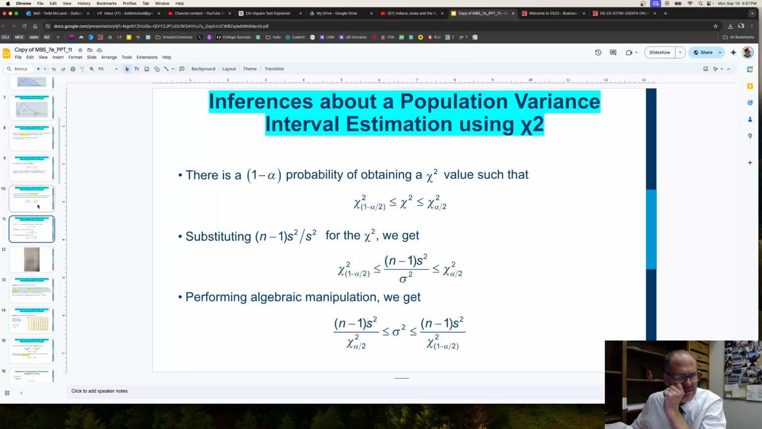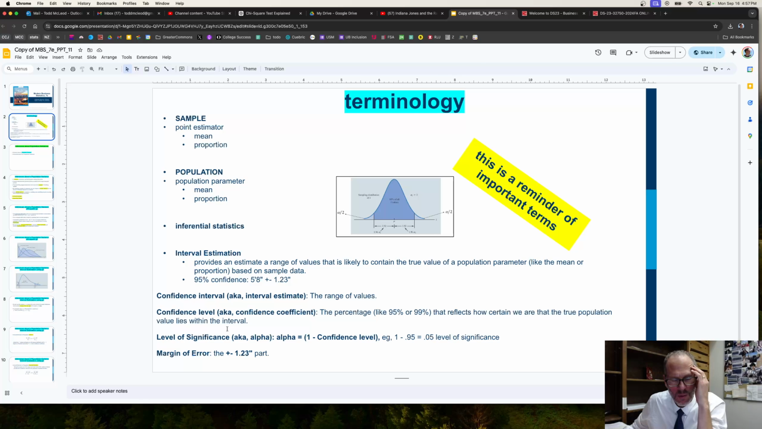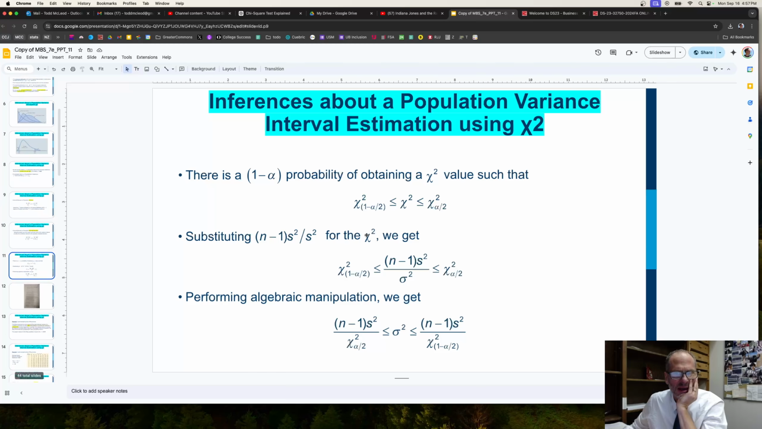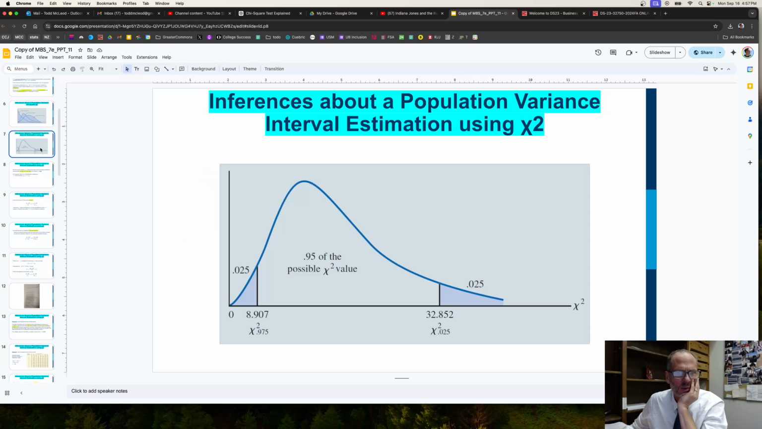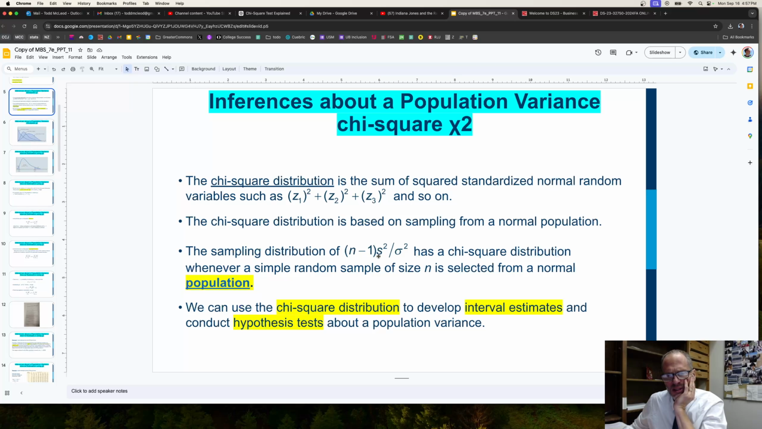So there's a 1 minus alpha probability. So like, alpha is 5%, and that 5% is our level of significance, and 1 minus alpha, 1 minus that is going to be our confidence level or confidence coefficient. So there's a 1 minus alpha probability of obtaining a chi-square value such that it's between these two. Substituting this for, which is the chi-square distribution, right? Like this, if we look at what is chi-square, it's this formula here. It's right there. And we also see that here, the sampling distribution of this has a chi-square distribution, right?